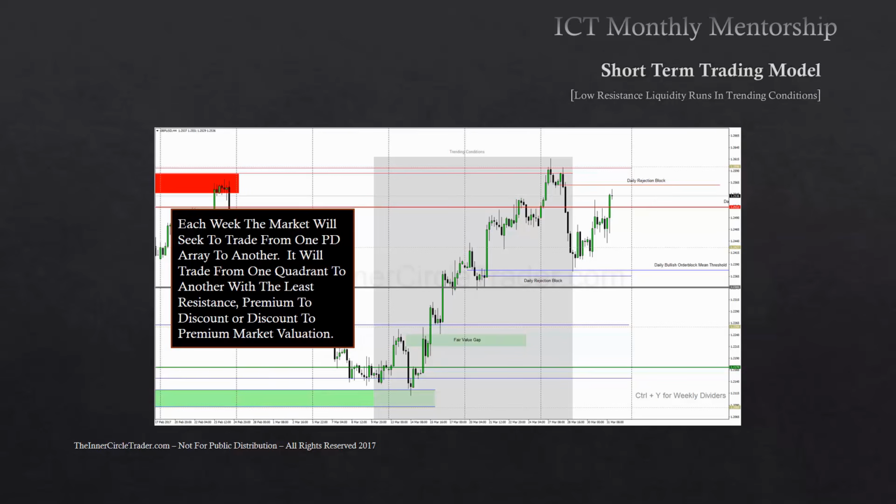It tells us how we can anticipate the full weekly range, because these daily, or in this case on a 4-hour, it's a weekly divider. By hitting control and tapping Y, you get these vertical lines on MT4.